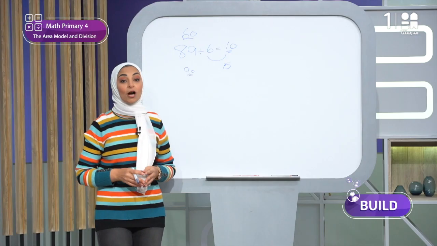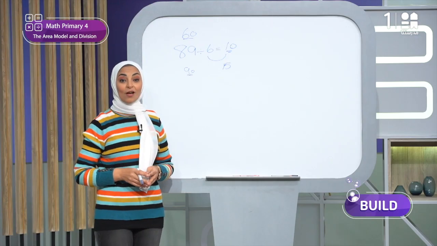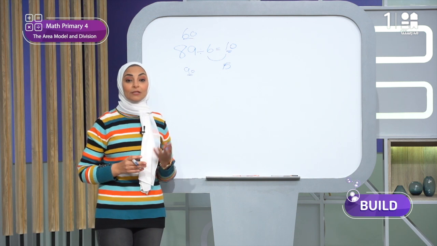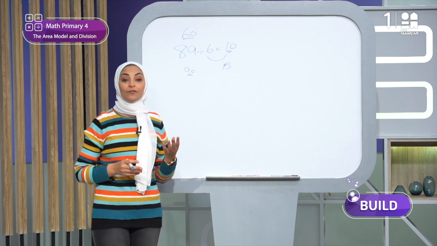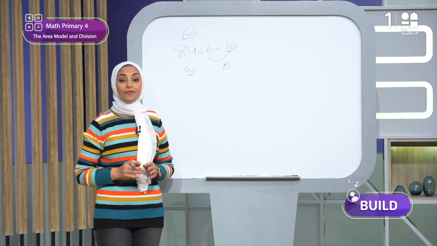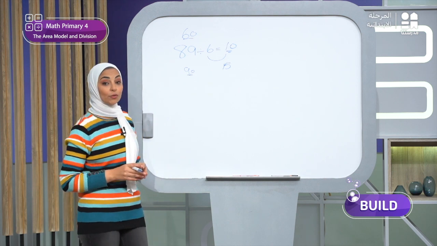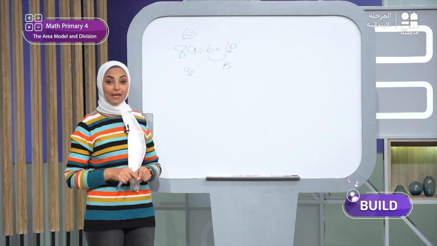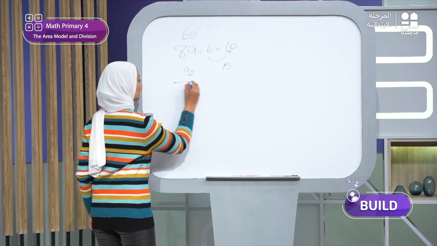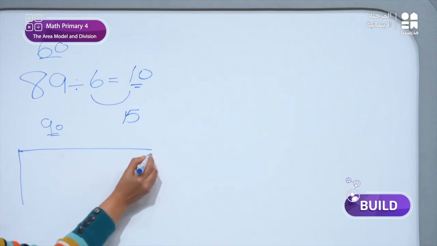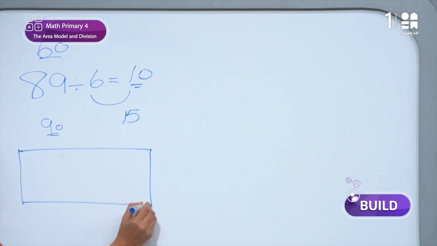So let's learn how to use the area model strategy. From this problem, we know that the dividend is 89, the divisor is 6. Well, in the first step, we'll draw what? Yes, as you know, for the area model, we should draw the rectangle. Let's draw it all together. So I will start to draw my rectangle like this.